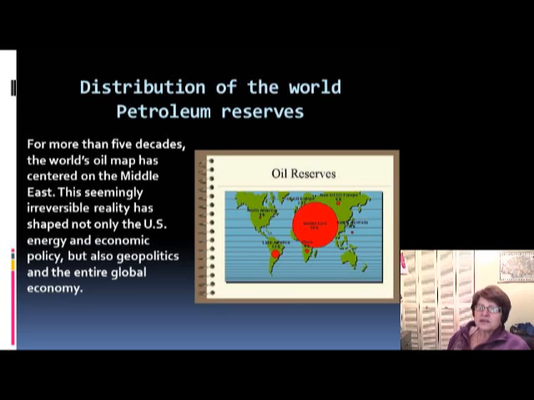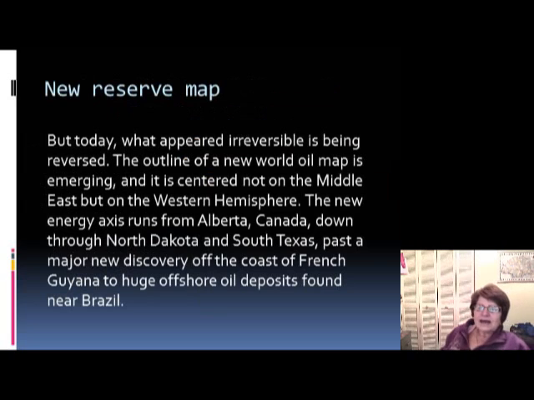Now let's talk about the distribution of the world petroleum reserves. I guess you all know that all the way until a couple of years ago, this is how the distribution looked. Most of the oil reserves are in the Middle East, and there was a little bit around South America, some in Russia, of course. North America had some. Now this has changed strongly lately by discovering new oil reserves, but also because of fracking.